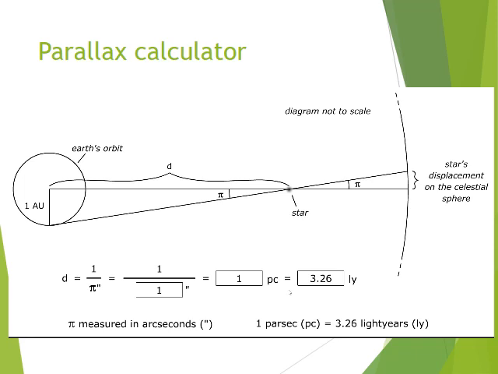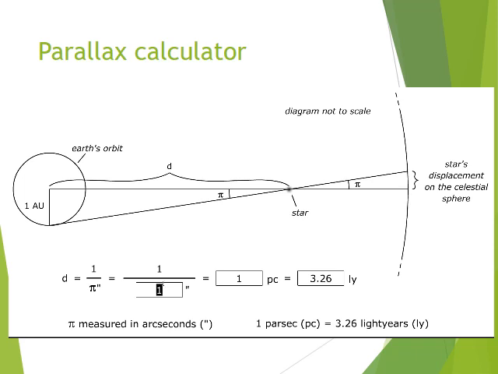Now obviously the math here is pretty easy. If that star does show 1 arc second of parallax shift, you do 1 divided by 1, and you get the distance of that star being 1 parsec away. And of course, 1 parsec is equivalent to 3.26 light years. So we could say that star is 3.26 light years away. Let's use a real example. Let's think about our next nearest star, which is Proxima Centauri.